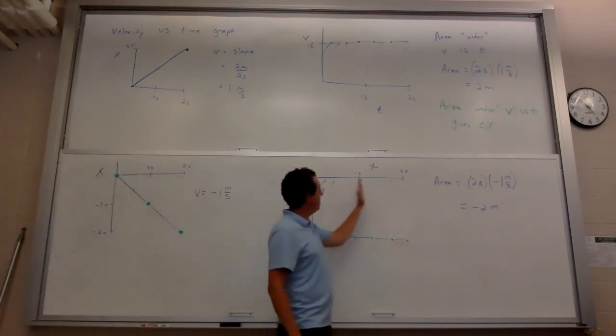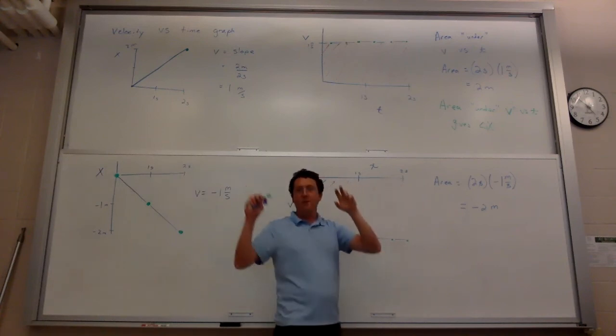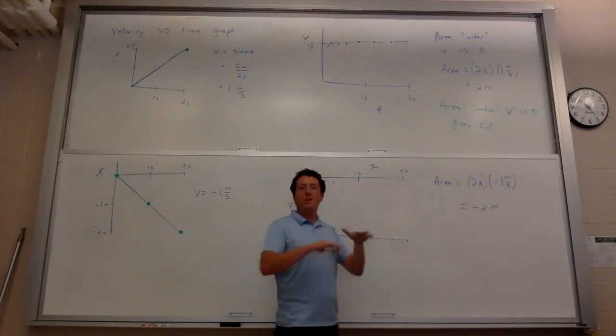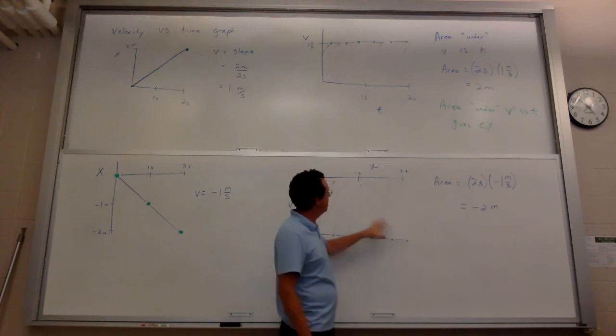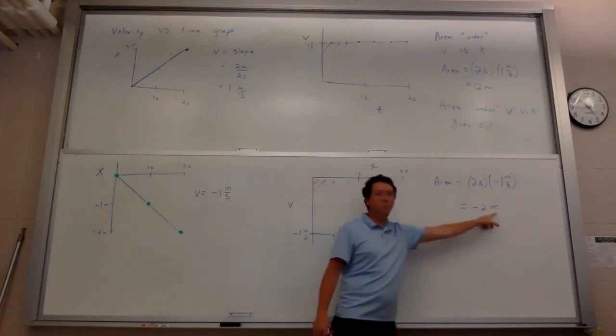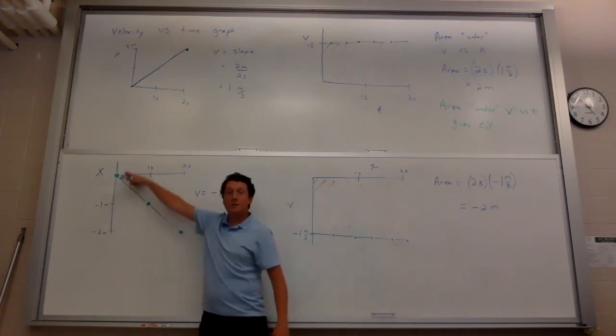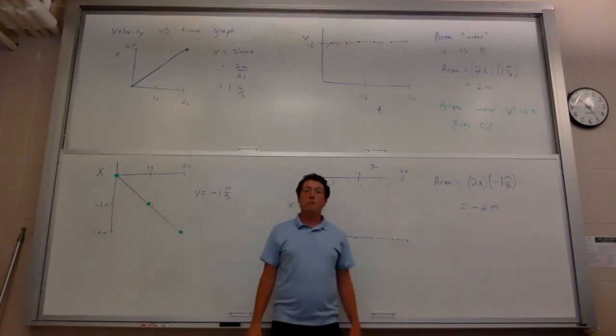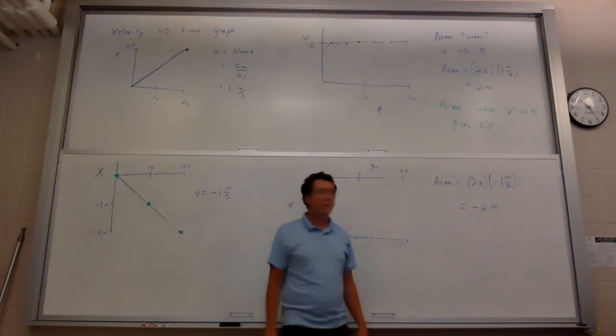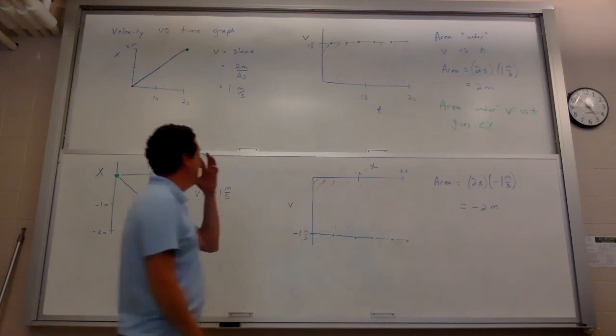The area under, and when I say under, I mean the area between the graph and the time axis. The area under the velocity versus time graph is -2 meters. This -2 is not an accident. It's the same as the change in position over that same time interval.